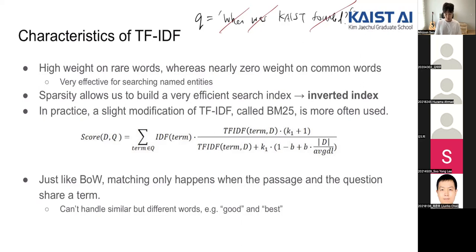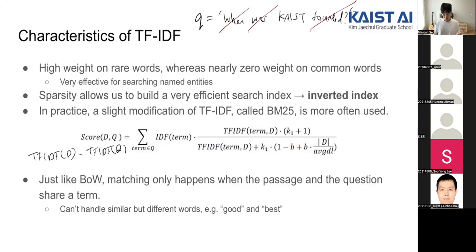When you compute the score between D and Q, that means you're doing the inner product on the normalized TF-IDF. And if you think about how you would compute it on the TF-IDF side, it'll be something like this, right? You want to compute the TF-IDF of D, and then take the cosine similarity of that with the TF-IDF of Q.